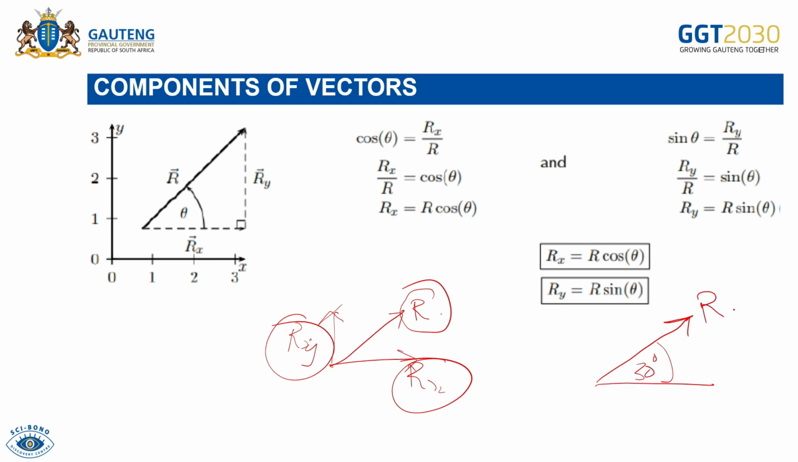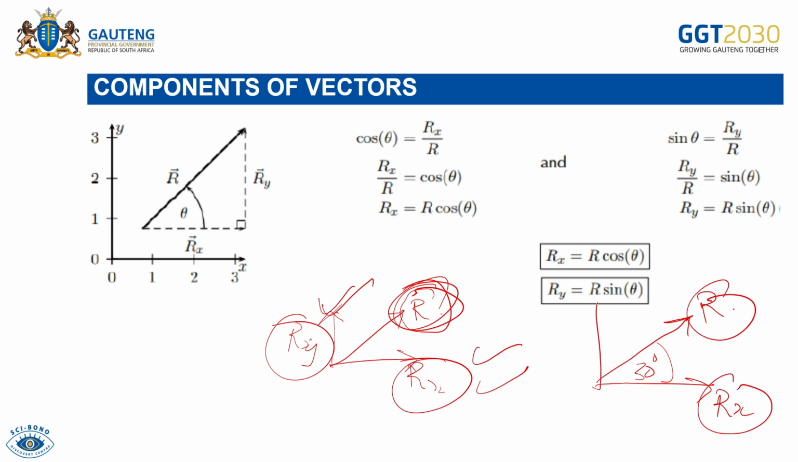This is your R now. So now what is it that we are looking for? We are looking for its components, and the components are only two: your Rx and your Ry. Now we are moving backwards. Before, you were given this and looking for R. But now we are given R, and you are looking for your Rx and your Ry.